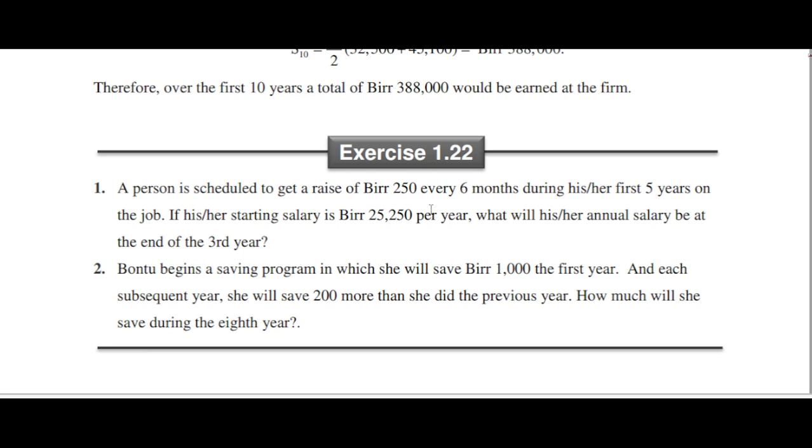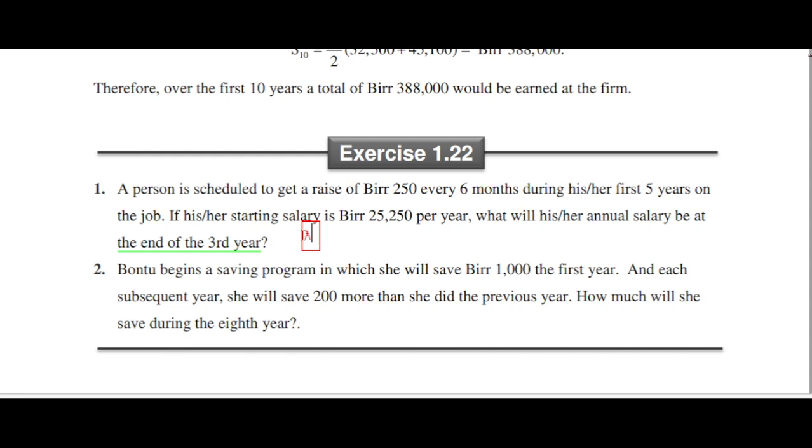So we have given here the common difference, 2 times 250 every 6 months during his or her first 5 years on the job. If his or her starting salary is 25,250 per year, what will his or her annual salary be at the end of the third year, which means the beginning of the fourth year? We can calculate A3 like this.